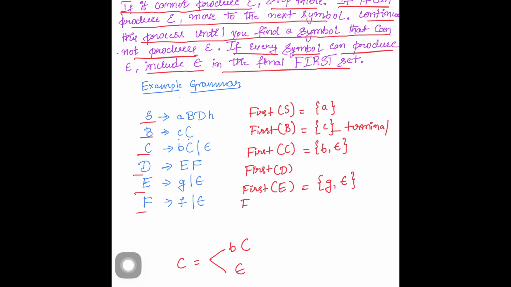First of F. F also has two productions. F produces terminal F, and F produces epsilon. The first production begins with the terminal F, so we include F, and the second production produces epsilon, so we also include epsilon. The first of F equals F comma epsilon.